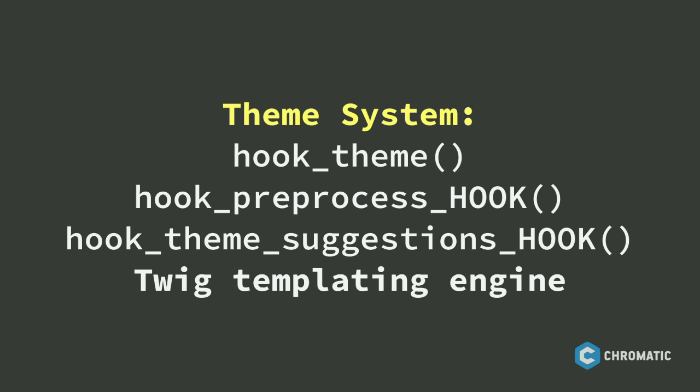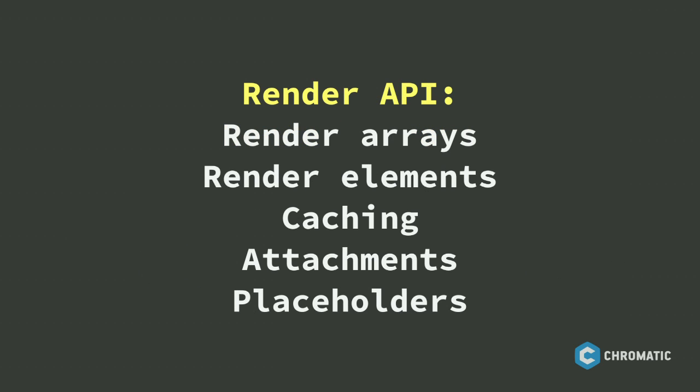So the theme system includes the hooks we've talked about earlier. We've got hook_theme, preprocess hooks. We didn't talk about theme suggestion hooks. Those are kind of new in Drupal 8 and very useful. And then we've got the Twig templating engine. Then the render API is an API used by the theme system when you're taking data and turning it into markup. So there's more to it than this, but these are the bigger pieces I'm going to touch on really quick. We've got render arrays, render elements, caching, attachments, and placeholders.